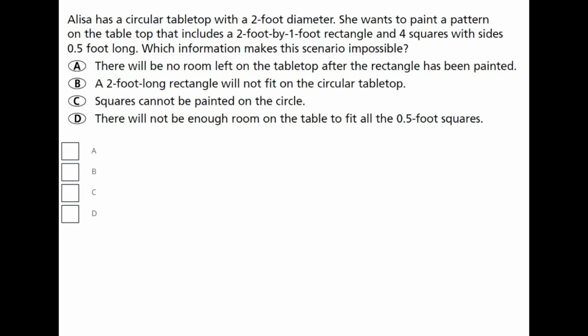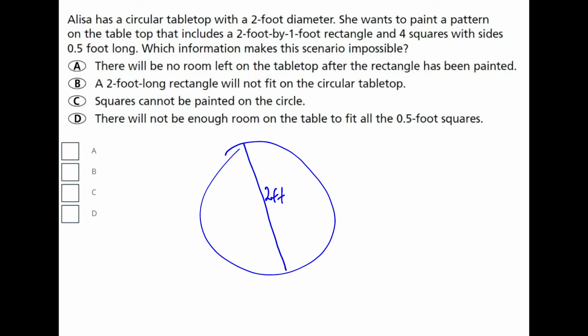The last one, they're talking about a circular tabletop that has a diameter of 2 feet. So 2 feet here. They want to paint a rectangle that is 2 feet by 1 feet. So that would be something like this. And we can see right away that the rectangle doesn't even fit. That distance of 2 feet, the diameter of the circle, is only at the farthest points. So to go 1 foot over, 6 inches each side, it would go off of the table. So B is going to be the biggest immediate problem.